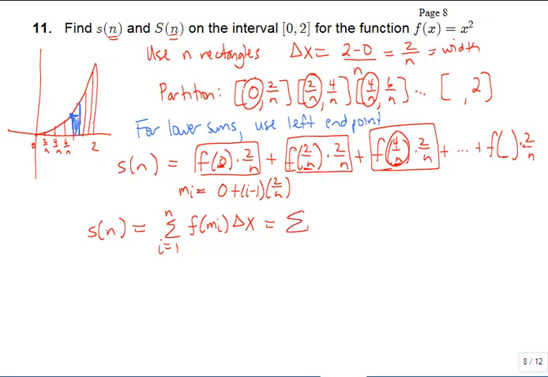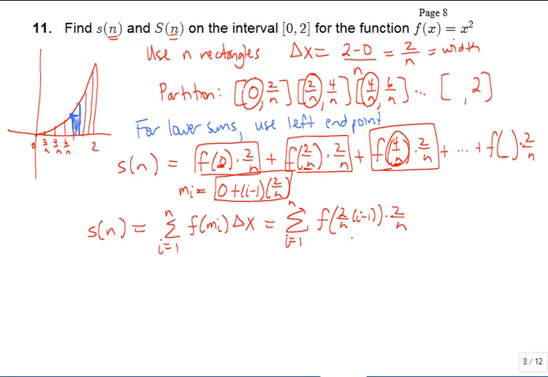So here's what this summation notation looks like. The sum from 1 to n of our function evaluated at this formula, and I'm going to drop that 0 and just write this as 2 over n times i minus 1. And then our delta x were all of these 2 over n's. So this is what the lower sum looks like.